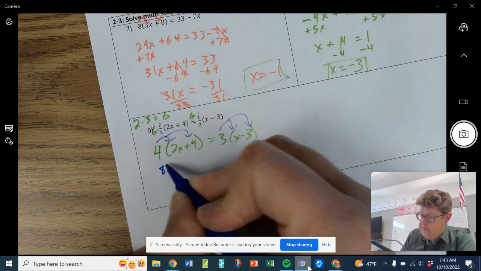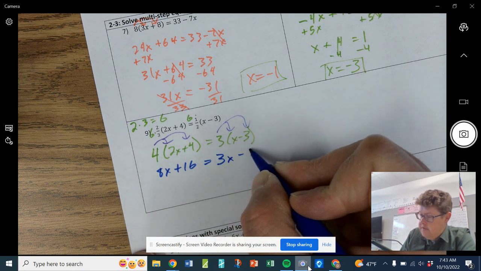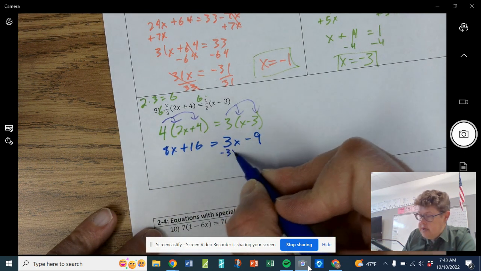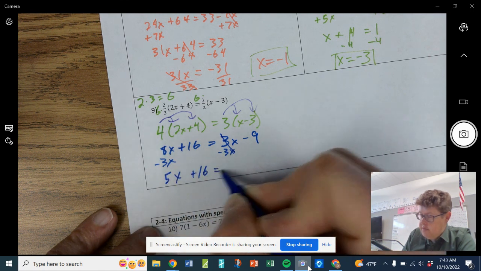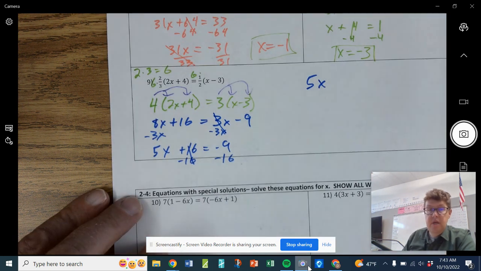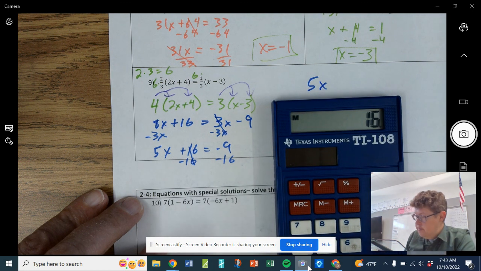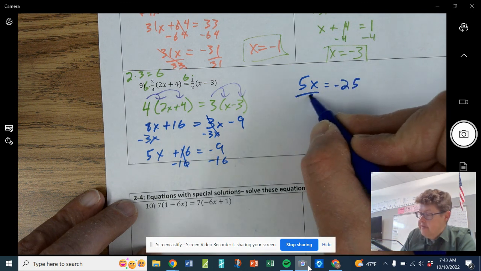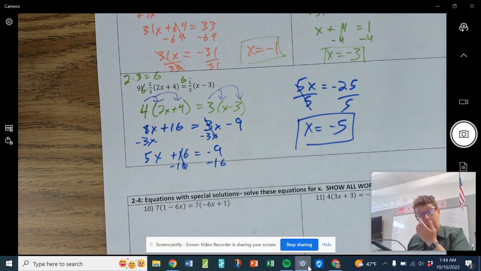Okay, 4 times 2 is 8. 4 times 4 is 16. 3 times x is 3x. 3 times negative 3 is negative 9. Okay. Now this 8x is bigger than this 3x, so I'm going to bring this 3x to the left side. This gets us to 5x plus 16 equals negative 9. I subtract 16 on both sides, and I'm just going to bring it over here because I got a lot of room. I'm going to say 9, make it negative, minus 16 gets you negative 25. We'll divide by 5, and our answer is negative 5.